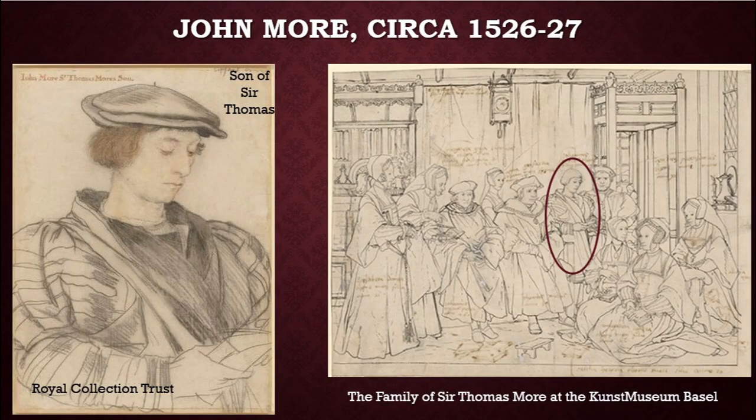To Sir Thomas's left is his son, John More, age 19. He was More's youngest child and only son. He married Anne Cressaker in 1529. In 1543, he was imprisoned, but subsequently pardoned and released. He died young at the age of 39.